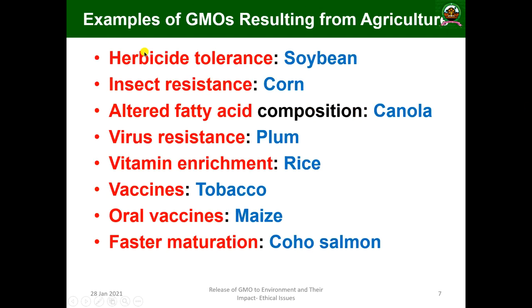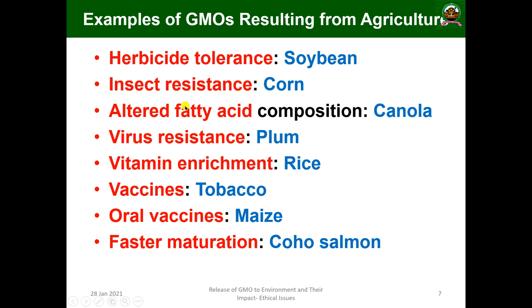And you can see some of the genetically modified organisms commonly used in biotechnology, environmental science or agriculture. Herbicide tolerance: when you apply herbicides, the plant will be able to tolerate that herbicide due to the presence of a certain gene. Example, soybean. The BT soybean, you can use that soybean; when you are applying herbicide, it can tolerate it. Then similarly, insect resistant corn, or barley or rice, or maize or wheat.